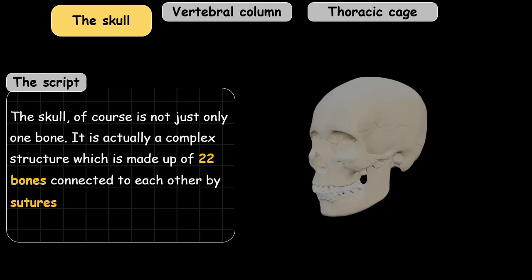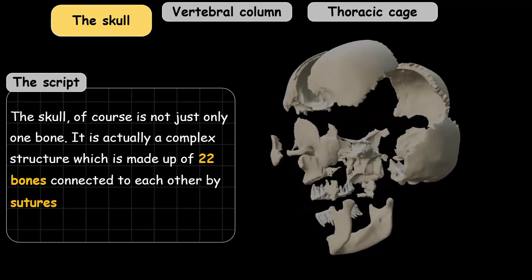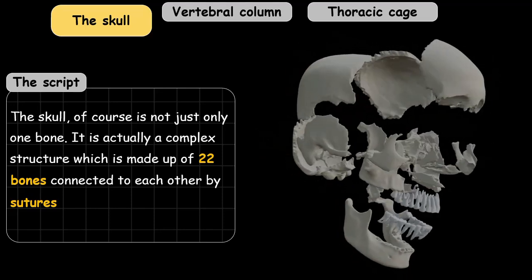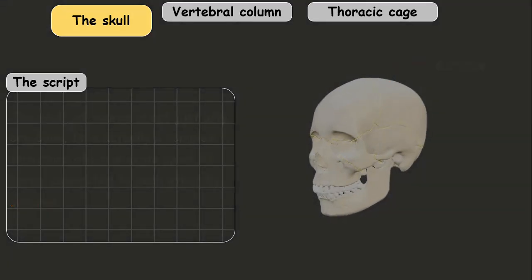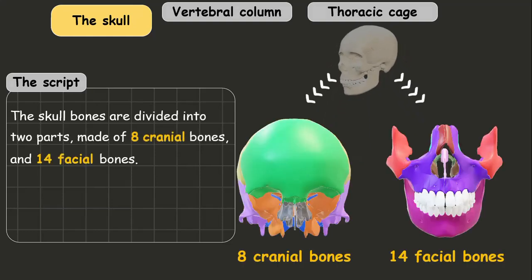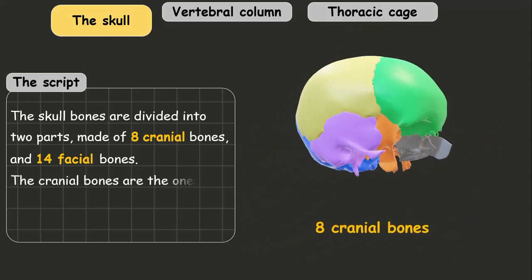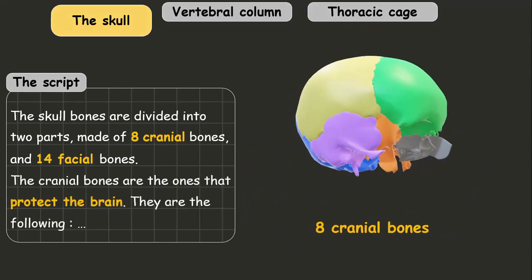The skull is not just a single bone. It is actually a complex structure which is made up of 22 bones connected to each other by sutures. These bones are divided into two groups made of 8 cranial bones and 14 facial bones. The cranial bones are the ones that protect the brain.